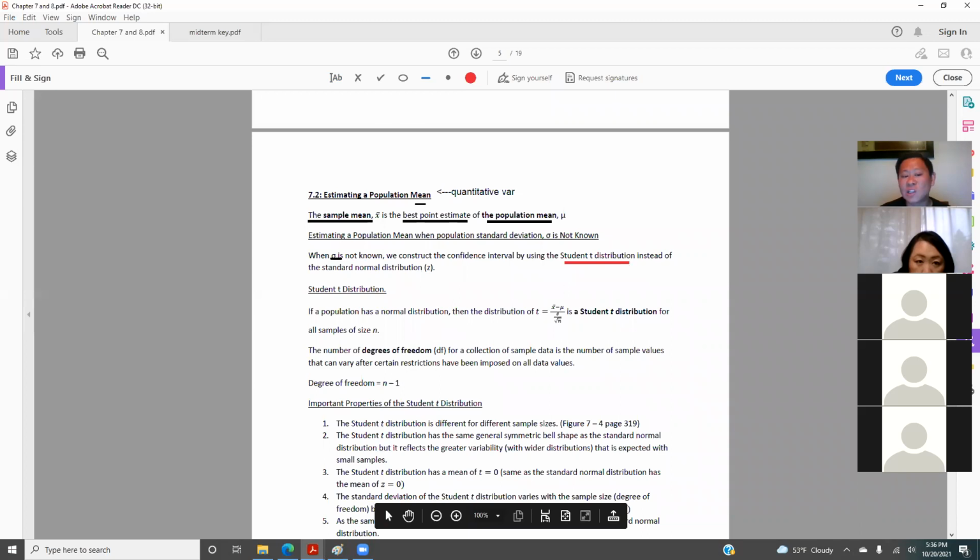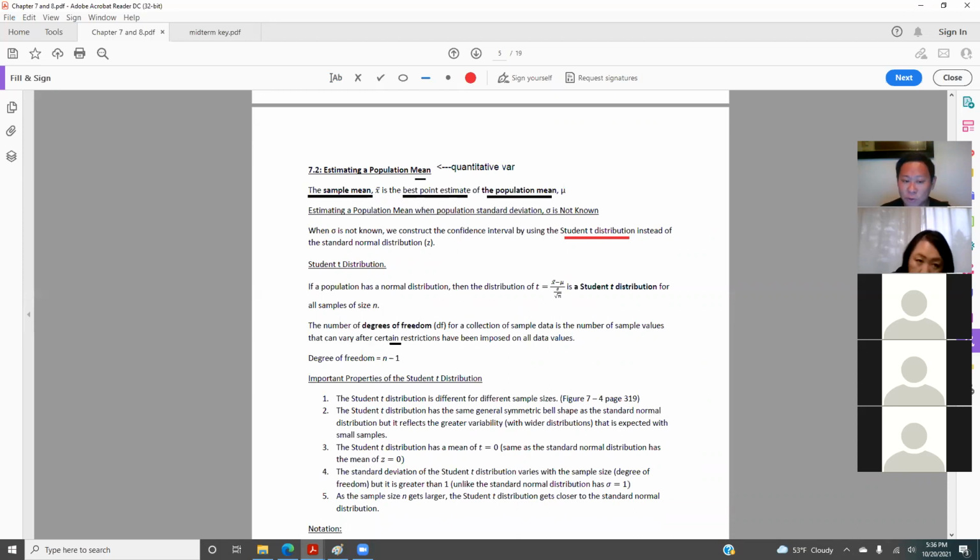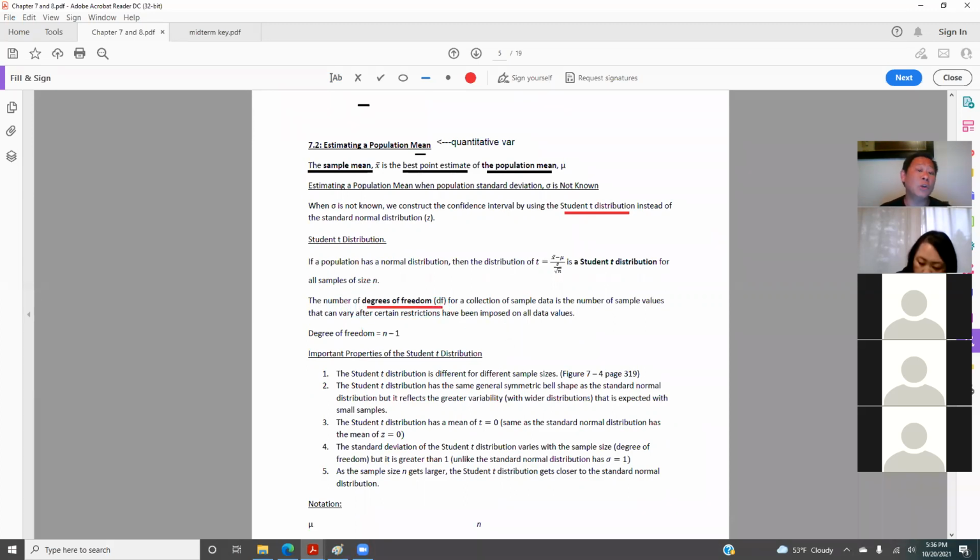So what is a student t distribution? A student t distribution is also kind of like a normal distribution, but it depends on the degrees of freedom. So this is very important. The t distribution depends on degrees of freedom, and the degrees of freedom for a t distribution is n minus 1. n in this case is your sample size.